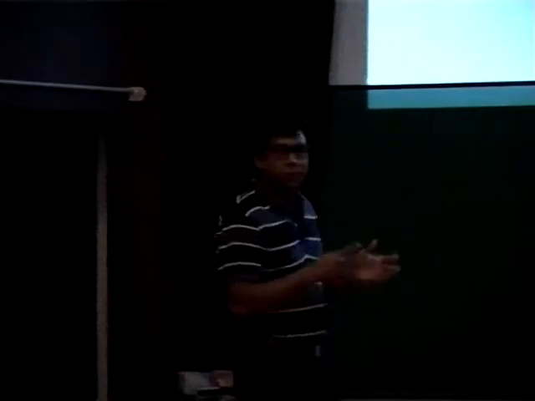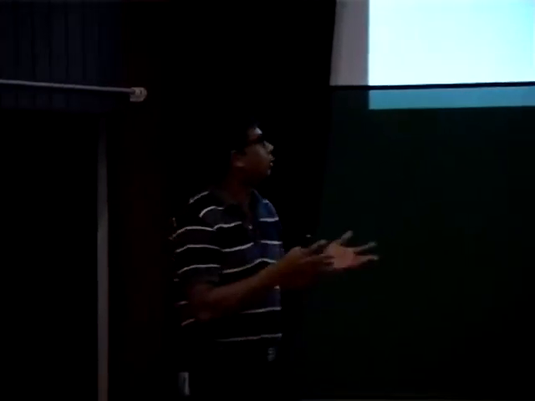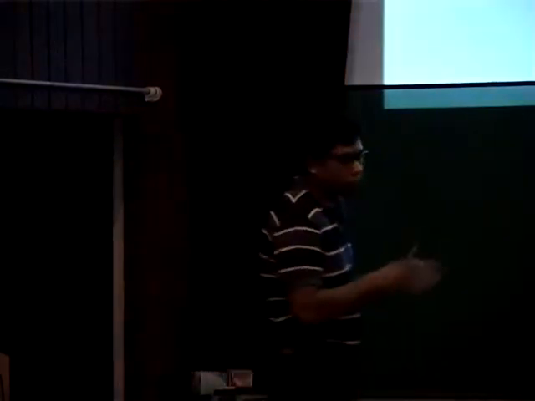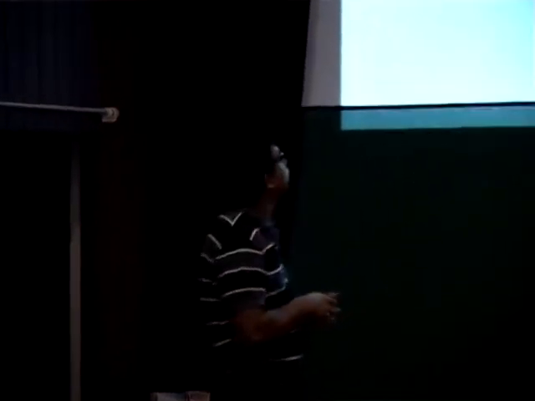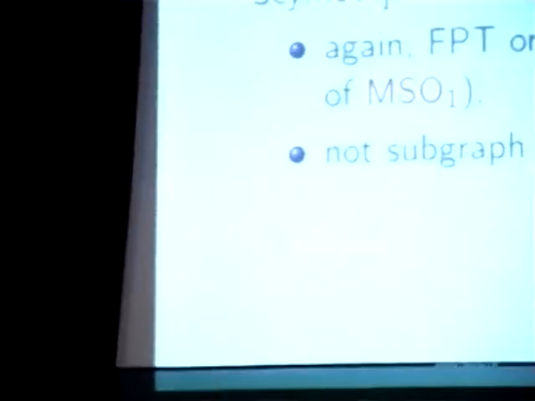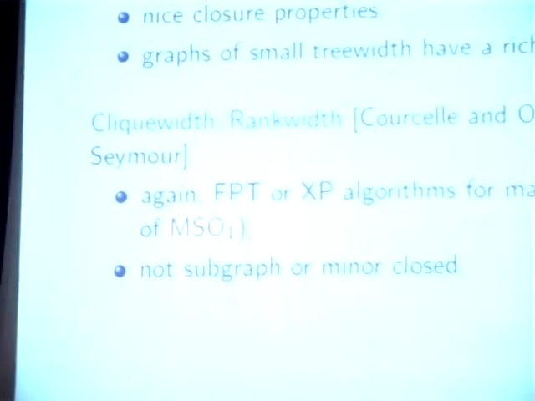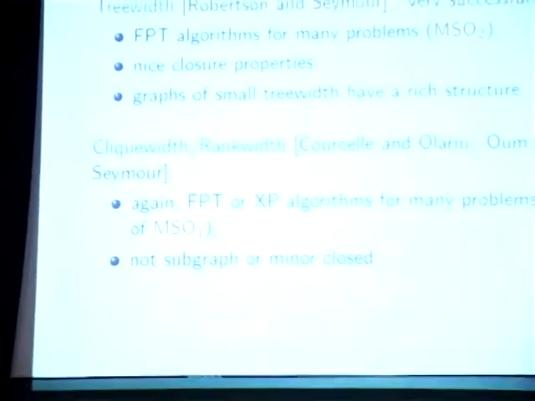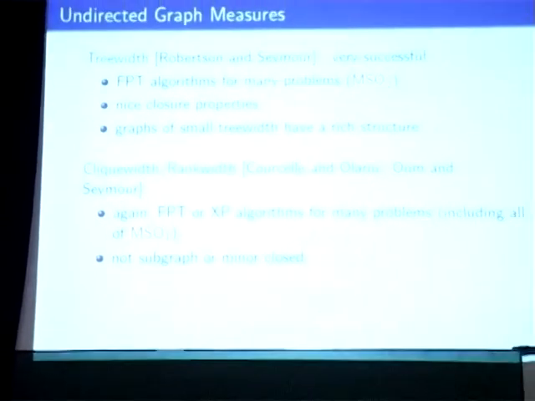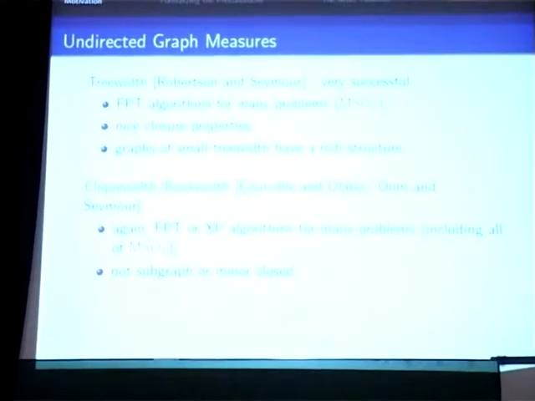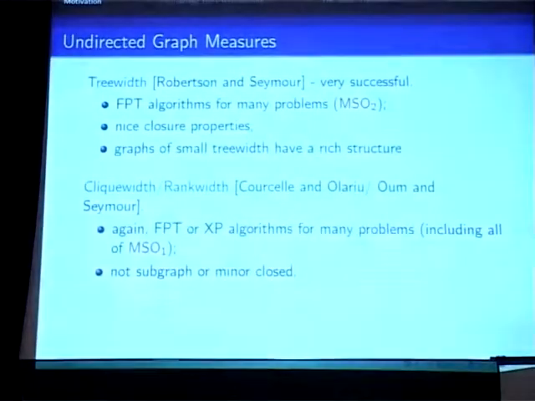Let's look at a motivation for width measures, and what we know about undirected width measures. We all know about tree width. It's extremely successful. And why is it successful? Because you can solve a lot of problems in linear time on graphs of bounded tree width, and you have nice closure properties. Graphs of small tree width also have a sufficiently rich structure. So they're nice to look at.